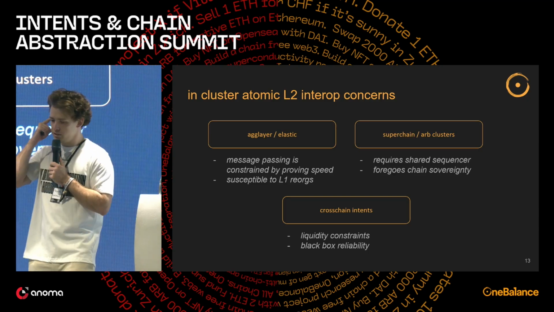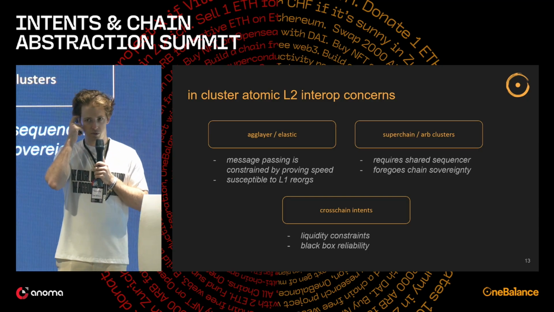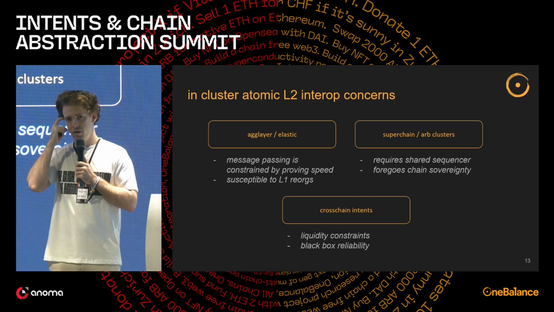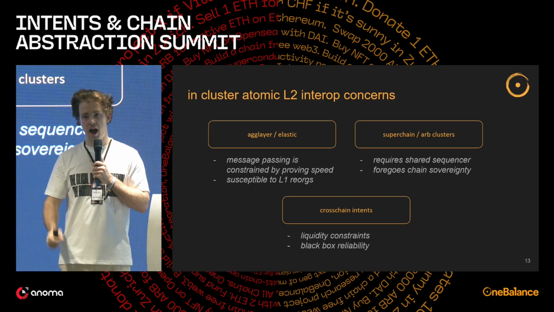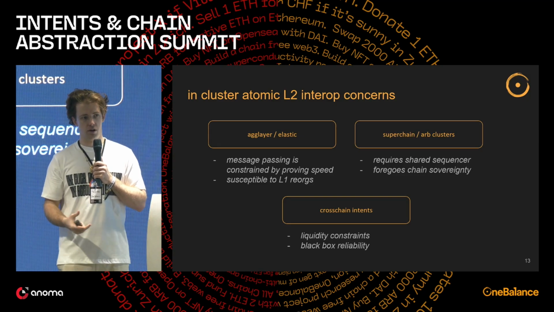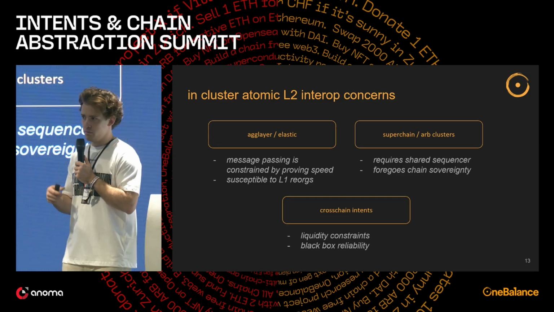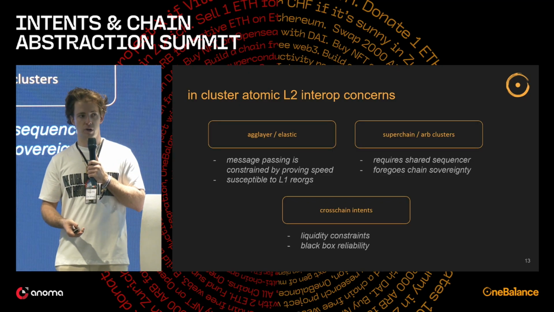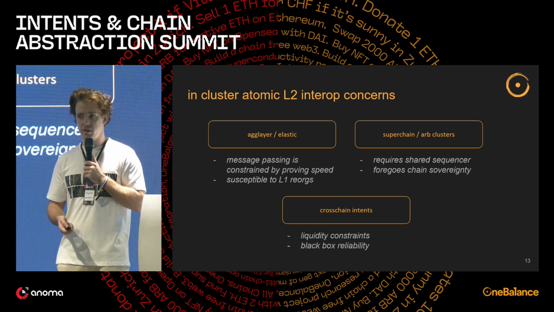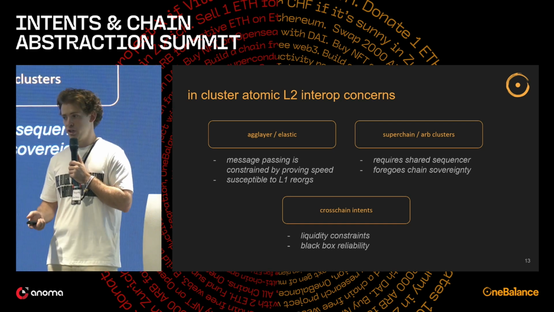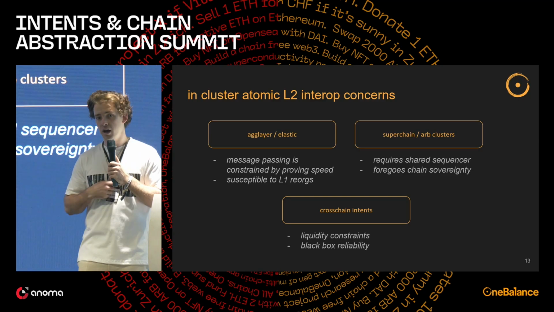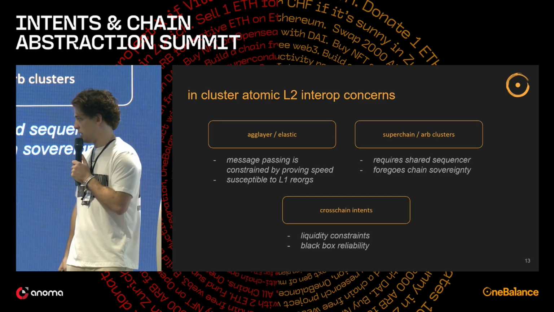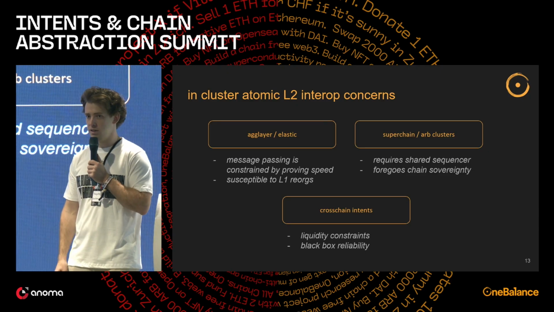This is the question that I've been asking everyone this week: what is the role of resource locks within a future where you have native interop built into all of these L2 clusters? Whether it's AggLayer or Elastic building a proof aggregation layer for interop, or on the Optimism and Arbitrum side, you have Superchain, and then you have Arbitrum clusters that are promising native interop. What is the role of cross-chain intents and resource locks in each of these?